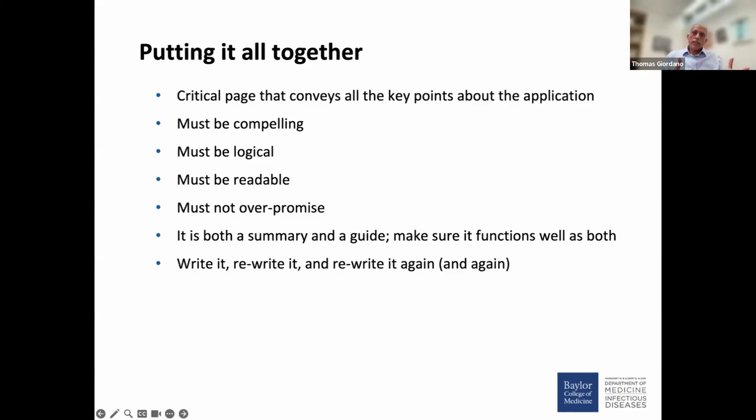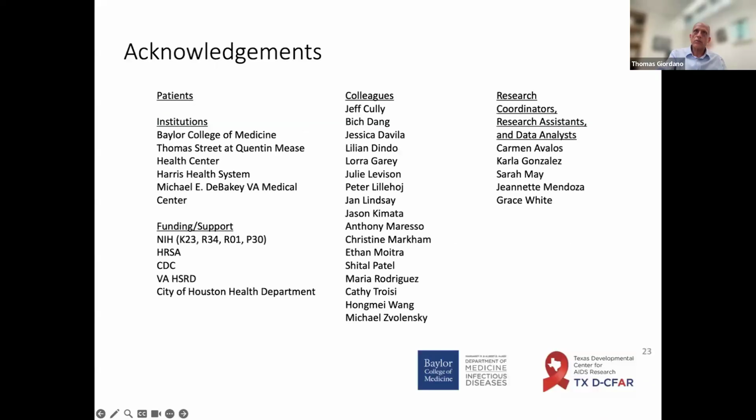And my advice is to write it and then do some other stuff on the grant and elsewhere, rewrite it again, and just keep going back to it to make it as perfect as possible and reflect what you want to do as accurately as possible.